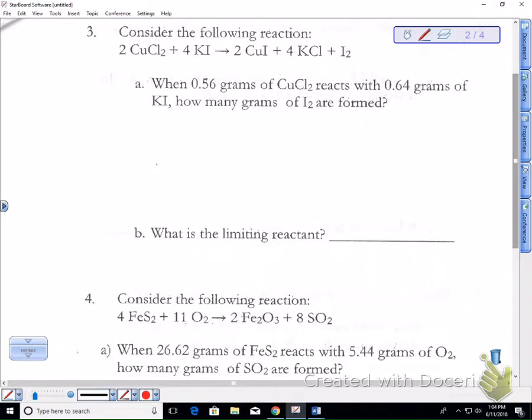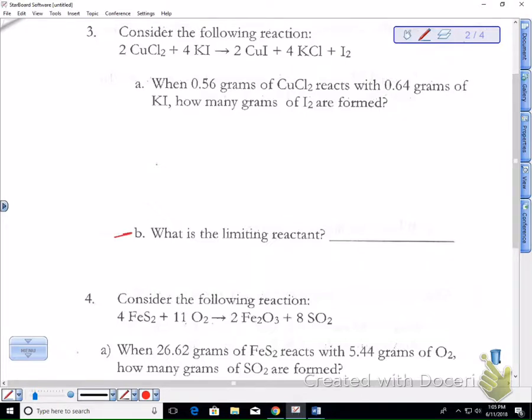As I'm thinking about it, I realize I forgot to answer the how many of the product are formed in number 2, but that's okay. This video was really just centered around how to find the limiting reactant. But I'll go ahead and answer the question in part A this time. Hopefully I won't forget. All right, but we do have to figure out part B first. What is the limiting reactant?